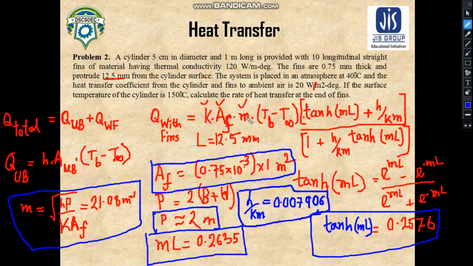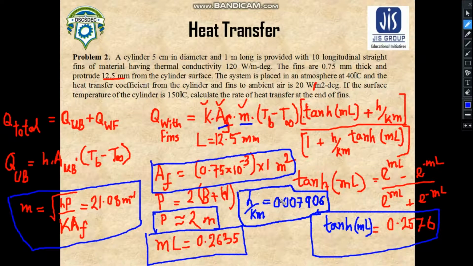We have m, we have Af, we know k, that is 120 watt per meter degree. We know Tb minus T infinity would be 120 minus 40 degree, that would be 80. Sorry, it would be 150 minus 40, I'm very sorry, it will be 110 degree Celsius. You know the tanh of mL, that is 0.2576. You know h by km as 0.007906.